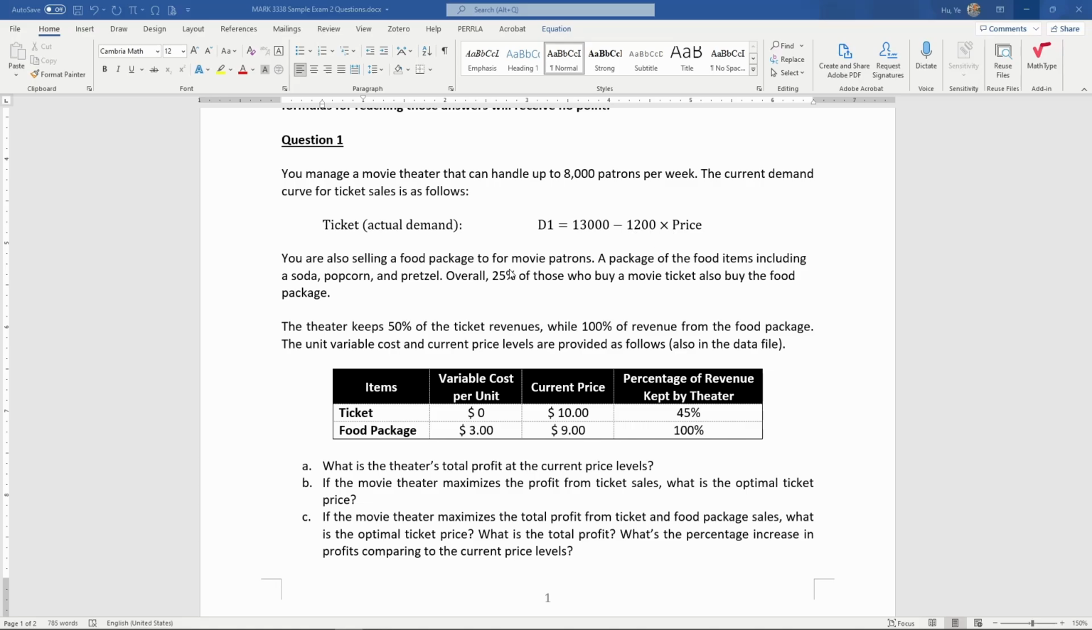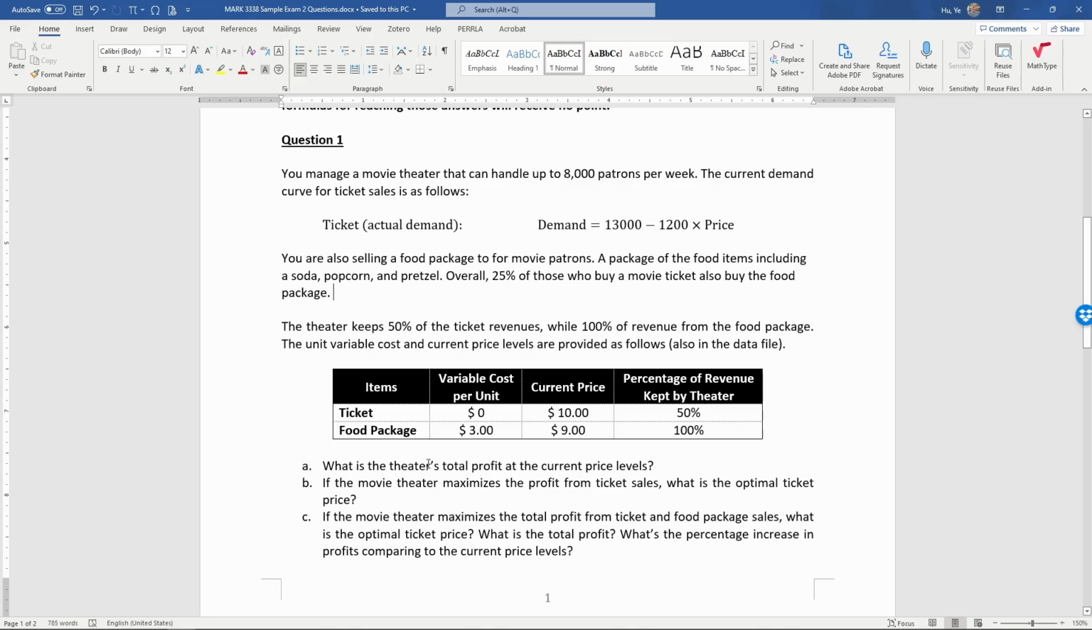And then in addition to selling the tickets, the movie theater also sells a package of food items. And overall, 25% of those who buy a movie ticket also buy the food package. The movie theater keeps 50% of the ticket revenues, while 100% of the revenue from the food package. So in this table, I have the items, the variable costs for ticket and food package, the current price levels, and the percentage of revenue kept by the theater.